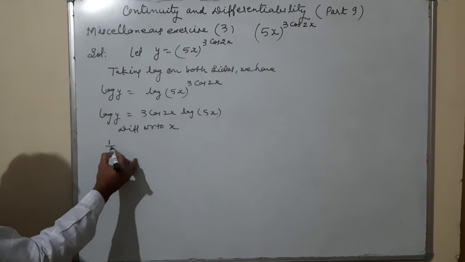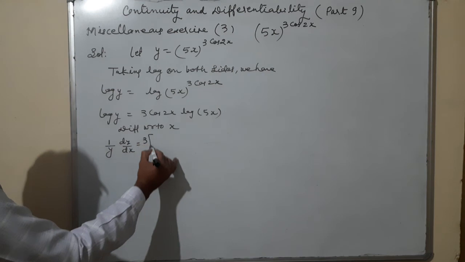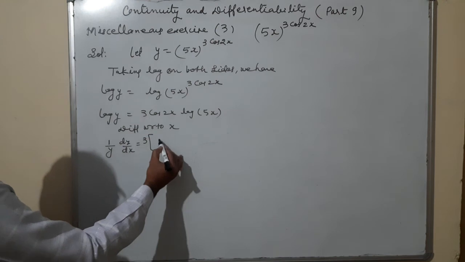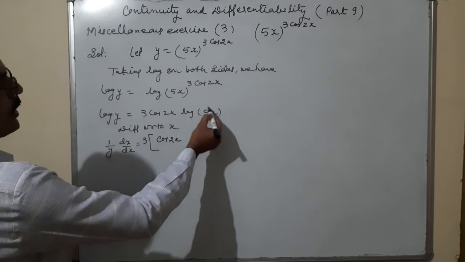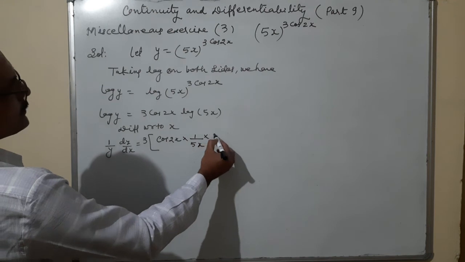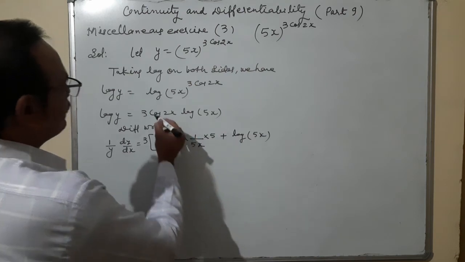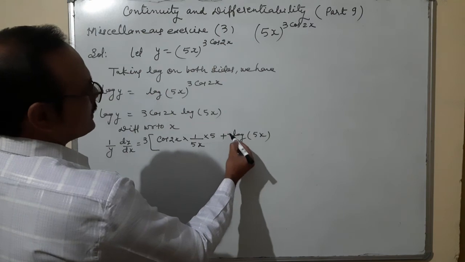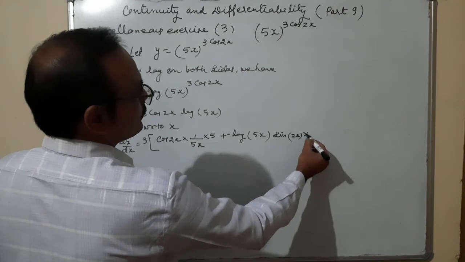Differentiating, log y gives 1 upon y dy by dx is equal to 3, a constant term. First function cos 2x, second function log 5x. Using the product rule, first function cos 2x, differentiation of log 5x: differentiation of log t is 1 upon t, so 1 upon 5x, and again differentiation of 5x, that is 5. Plus second function log 5x and differentiation of cos 2x. Differentiation of cos x is minus sin x, so it is minus sin 2x, and again differentiation of 2x, that is 2.